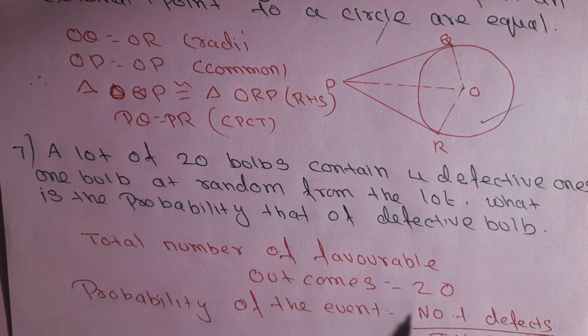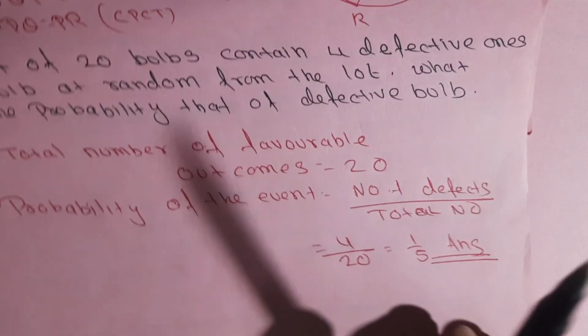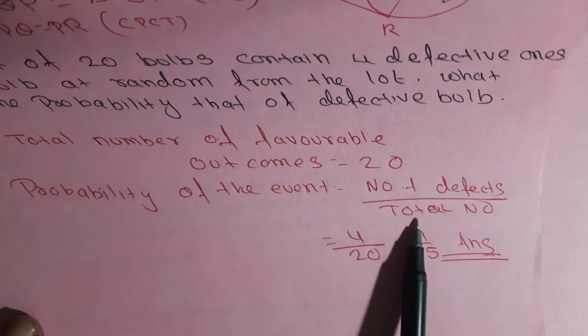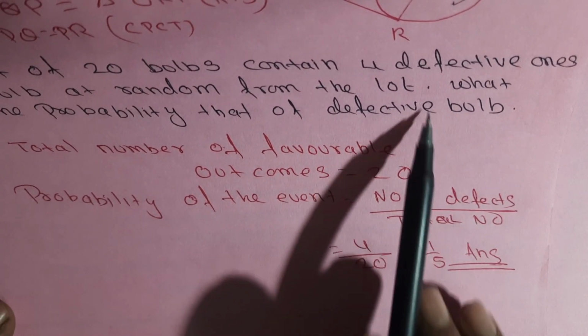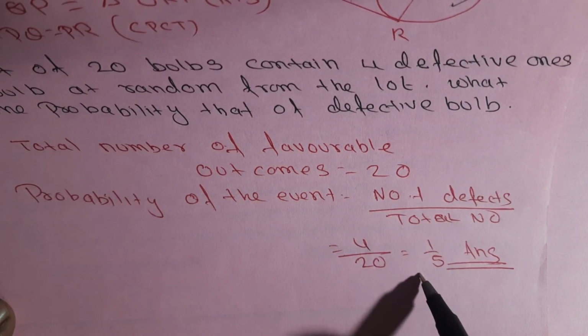Total outcomes are 20, so we have to write 20 here as the total. The number of defective bulbs is 4. So 4 out of 20. If we cancel it, 1 by 5, so 1 by 5 is the answer.